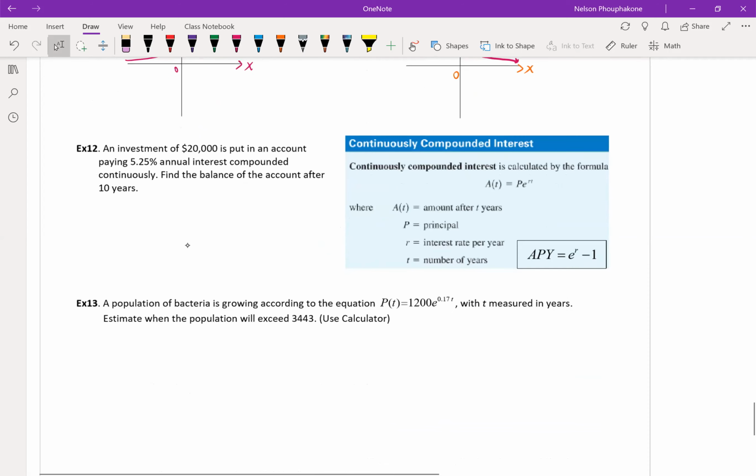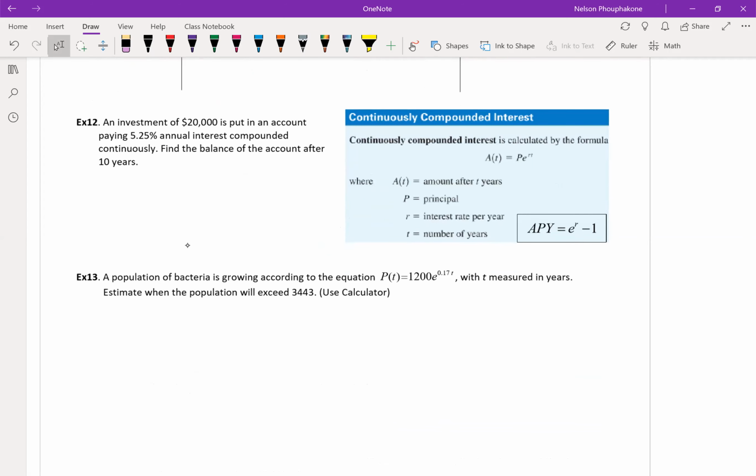Okay, so now here is an example about continuously compounded interest. It's related to the exponential function. Continuous compound interest is calculated by the formula A of t equals P times e to the rt. We say that because P times e to the rt looks like we have PERT, right? So sometimes you will hear some of the students say that it's just Pert, P times e to the rt.